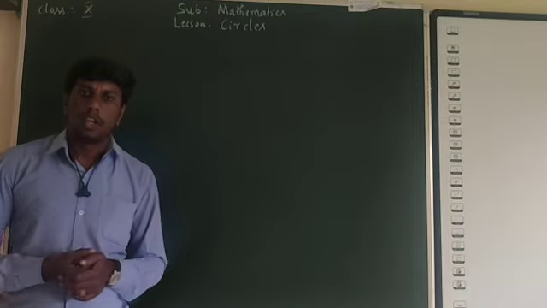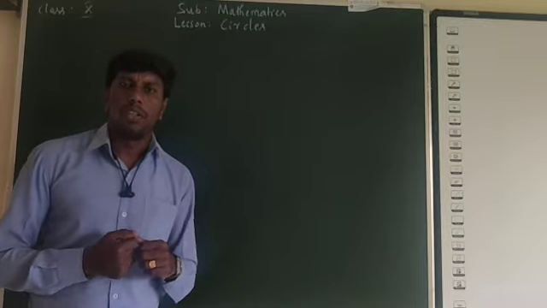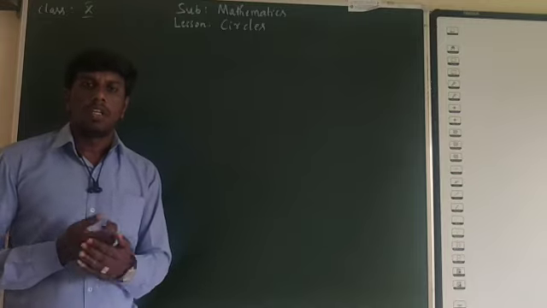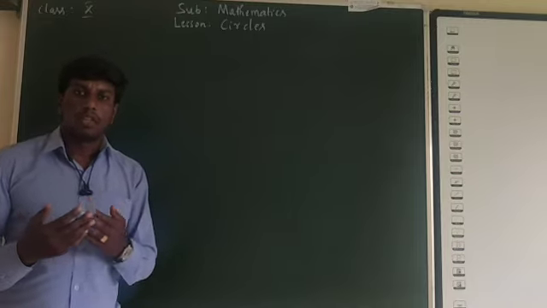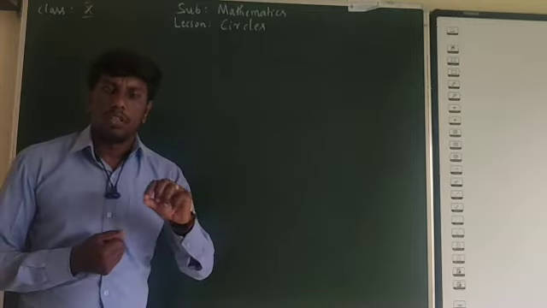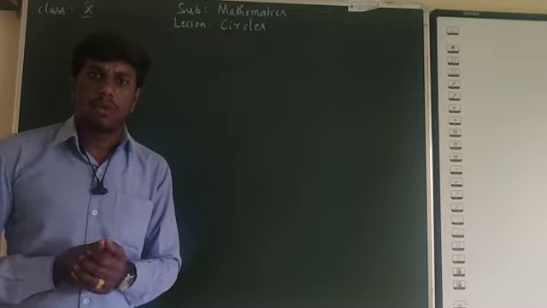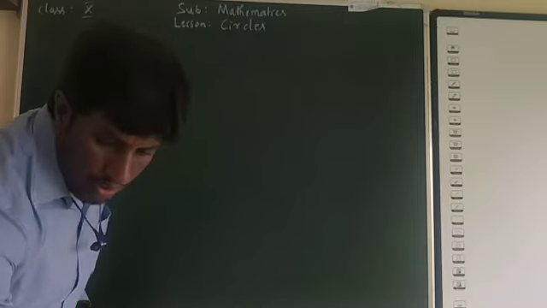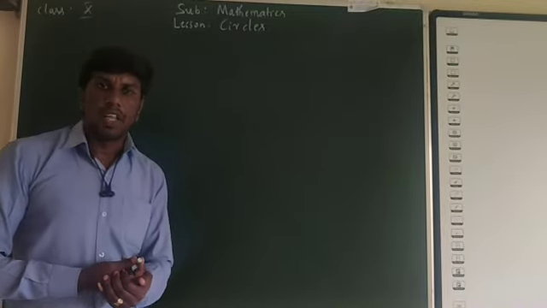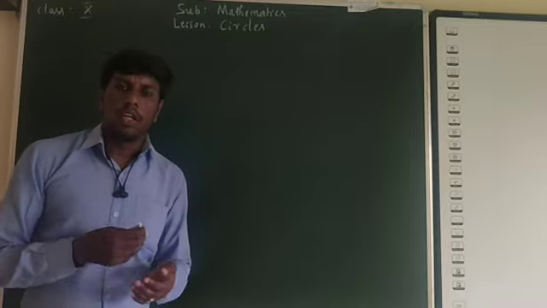So how many tangents can I write? If I have a point, the tangent has to pass through that point, and it has to be a tangent to the circle also. What will be the condition for the tangent? A line is called a tangent to a circle if it intersects the circle at only one point. That means the common point between the circle and the line has to be exactly one point. If it intersects at 2 points, then it is called a secant, not a tangent.